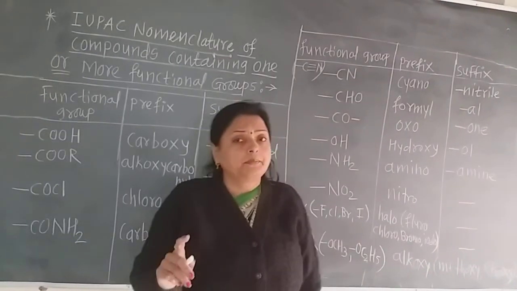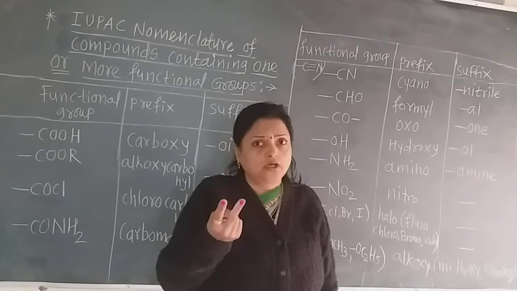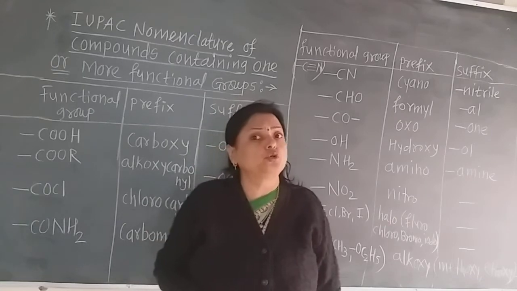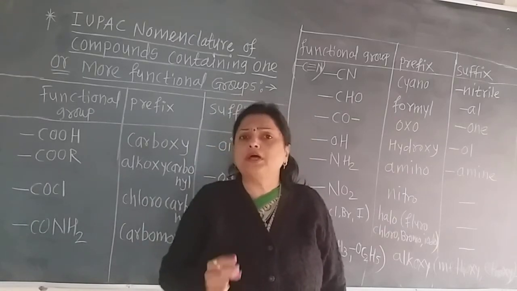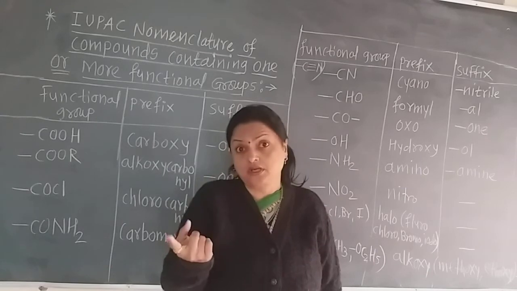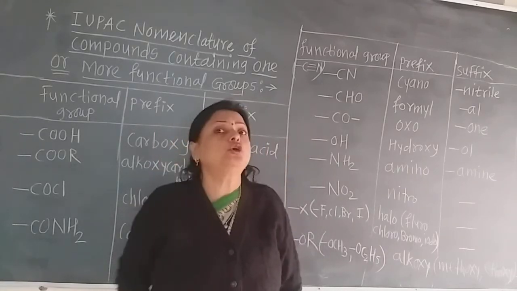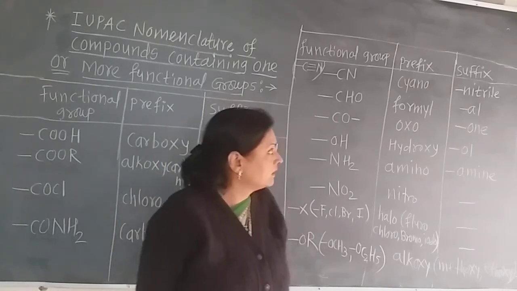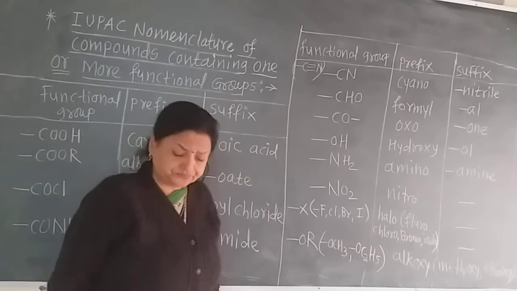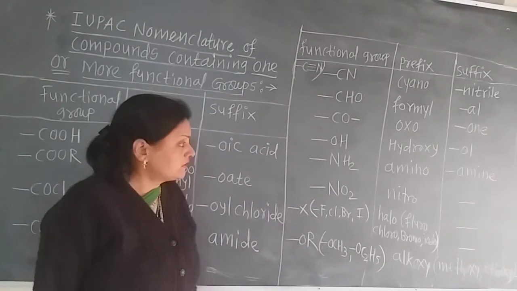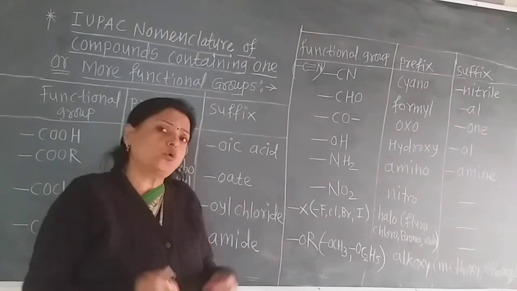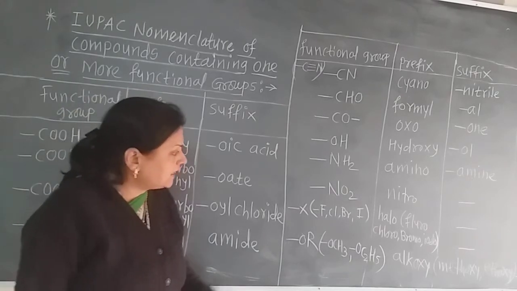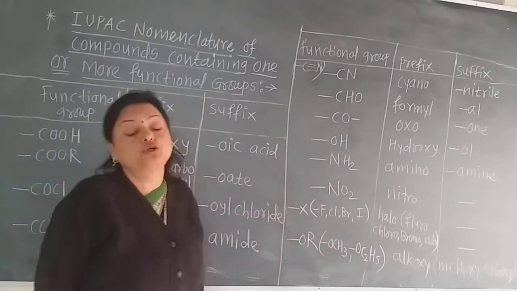Remember that if we use two different functional groups for nomenclature, then one group will have the prefix and the other group will have the suffix. But if there is only one functional group, always give the nomenclature using the suffix only. Remember that. Now, there are some functional groups which use only the prefix and not the suffix. Those are the nitro group, halo group, alkoxy group, etc.